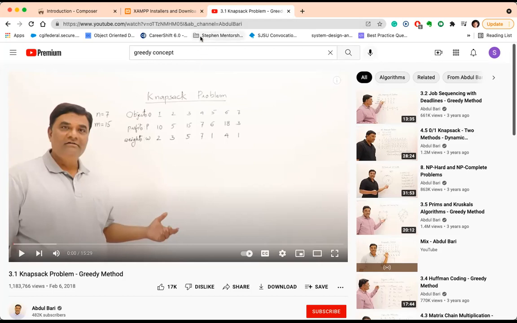The only doubt which I had: are there 3 categories of knapsack? One is 0/1, one is fractional, and one is unbounded. That's what I was thinking. Are there 3 or just 2?